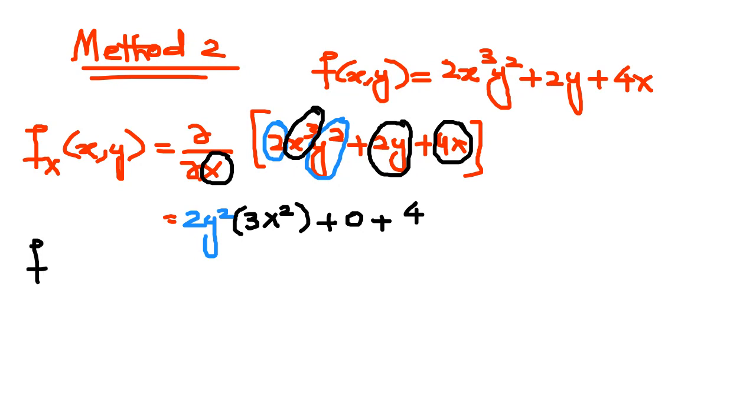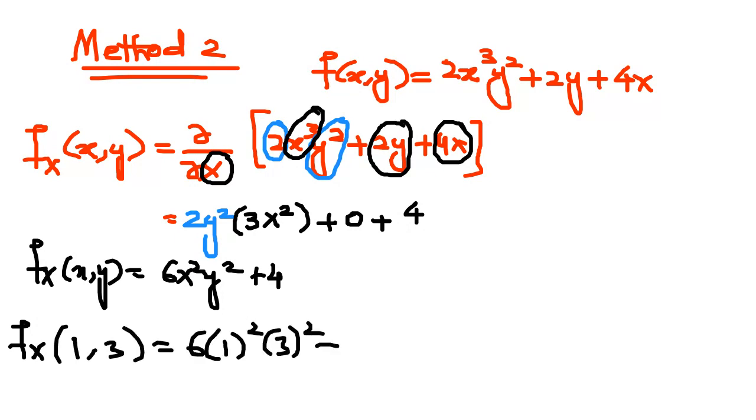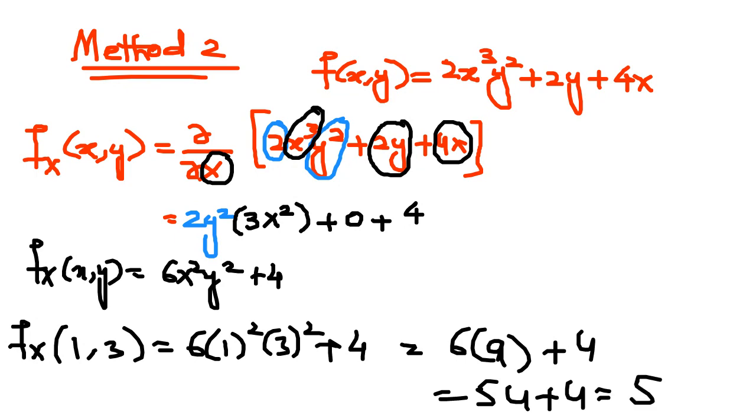Now simplify. f of xy is equal to what? 6 x square y square plus 4. Substitute the value of the point, which is 1 and 3. 6 into 1 square into 3 square plus 4, which is equal to 6 multiplied by 9 plus 4 is equal to 54 plus 4 is equal to 58. The same answer. Okay, if you find this one easy, you can use this method. If you find the previous one easy, you can use that method. Okay, this is for the partial derivative with respect to x.